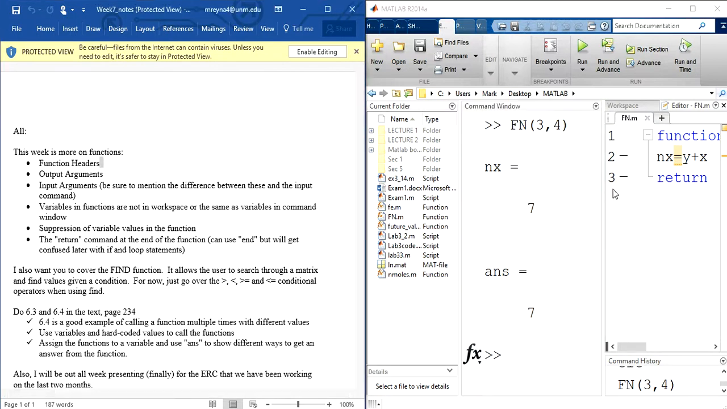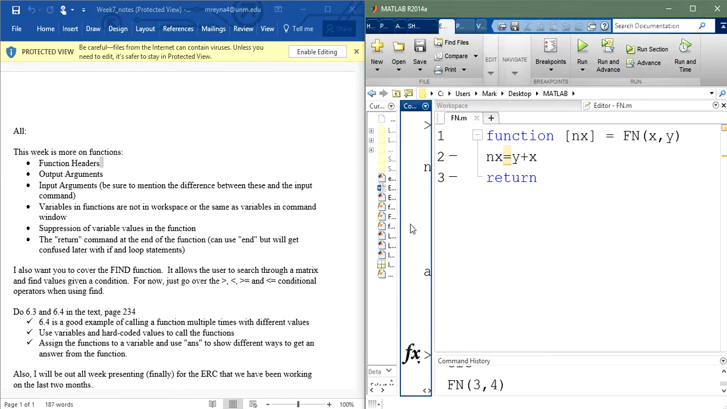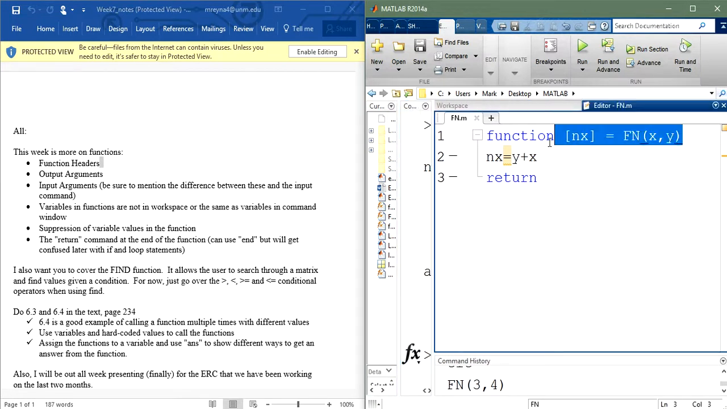Function header. This was a typical function header. This is how I want you guys to write all your function headers. We're always going to open an editor, and the first word is going to be function, followed by the outputs, set equal to the name, and then your input.